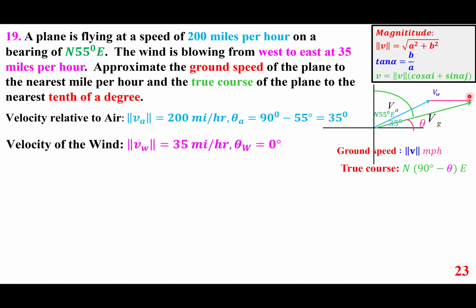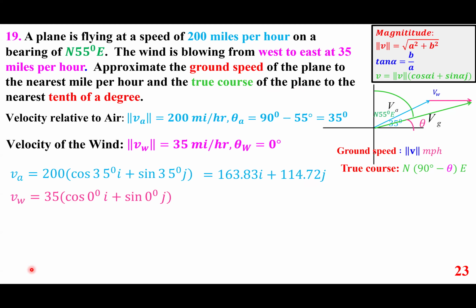To do so, we are going to use v as magnitude of v times cosine alpha i plus sine alpha j for each case, starting with this one. Now, 35 degrees is not a common arc. We have to put it into a calculator, and we go with a couple of decimals. When we do that, 163.83 i plus 114.72 j. The wind is simply 35 times cosine of 0 is 1, sine of 0 is 0, so simply put it is just 35i.